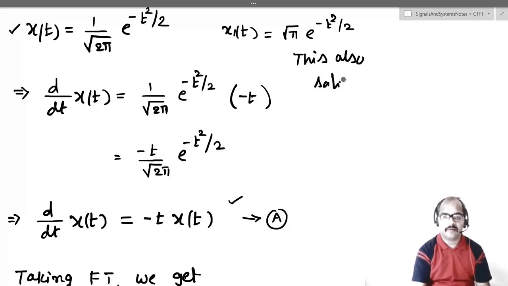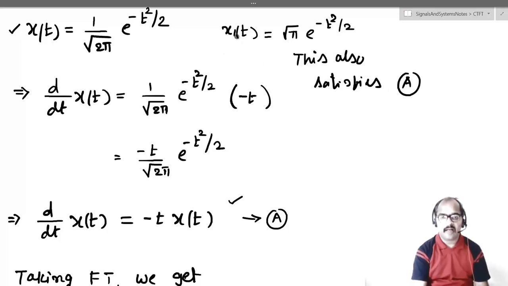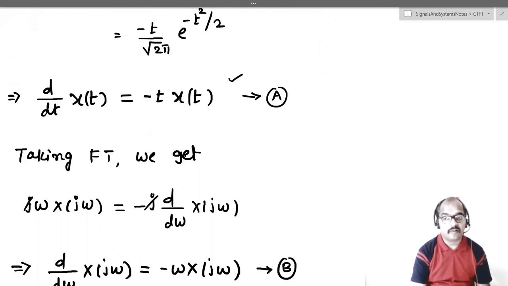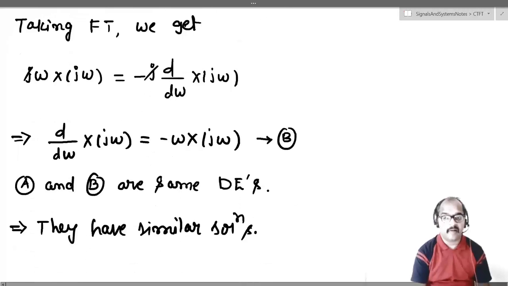Okay, so this also satisfies the same differential equation A. So you can prove that d by dt of x1 of t would again be minus t x of t. So definitely, to find a solution, we have to take care of the scaling factor. Theoretically there are infinite signals which will have the same differential equation, but they do not have the same solution, but a similar solution.